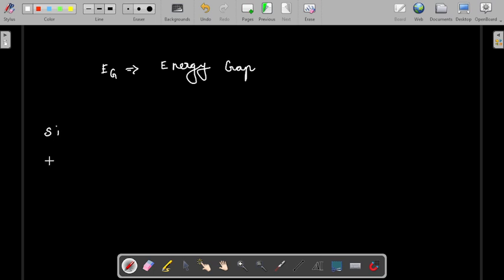So silicon is one semiconductor, germanium is another semiconductor. These two are the most commonly used. Based on the application we need, we may choose one. The energy gap will be 1.21 eV at 0 Kelvin.